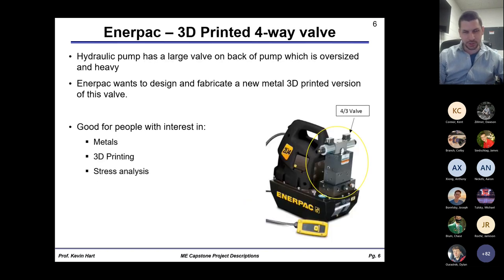Okay, Enerpac is another tool company, and they've contacted us, and they want to have a 3D printed object made out of metal for one of their tools. So right now they have this hydraulic pump that you see here that has this valve on the back end of it, this solenoid valve that's quite heavy. This is machined out of a single piece of metal or a couple of different metal components, and it just ends up being quite bulky for them.